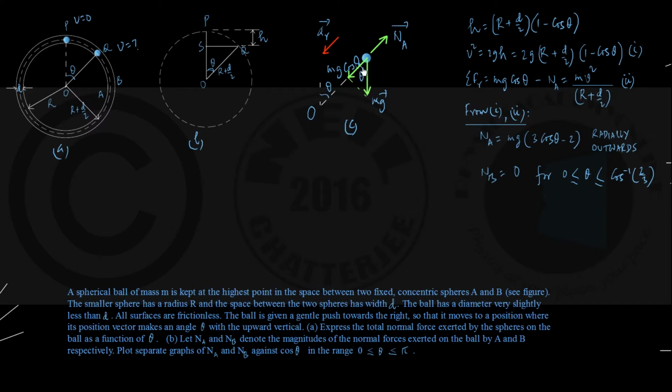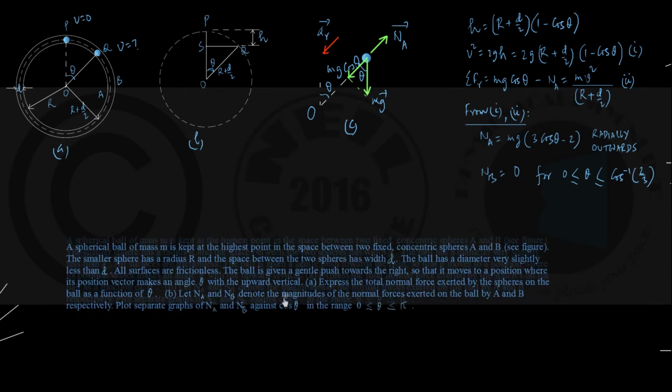Writing equation of motion of the ball in radial direction, I got equation number 2. Combining 1 and 2, we got eventually the normal force exerted by the inner sphere A on the ball radially outwards is mg into 3 cos theta minus 2, while the other sphere, the outer sphere B, does not exert any normal force on the ball in the interval of theta lying between 0 and cos inverse 2 by 3, including those two values.